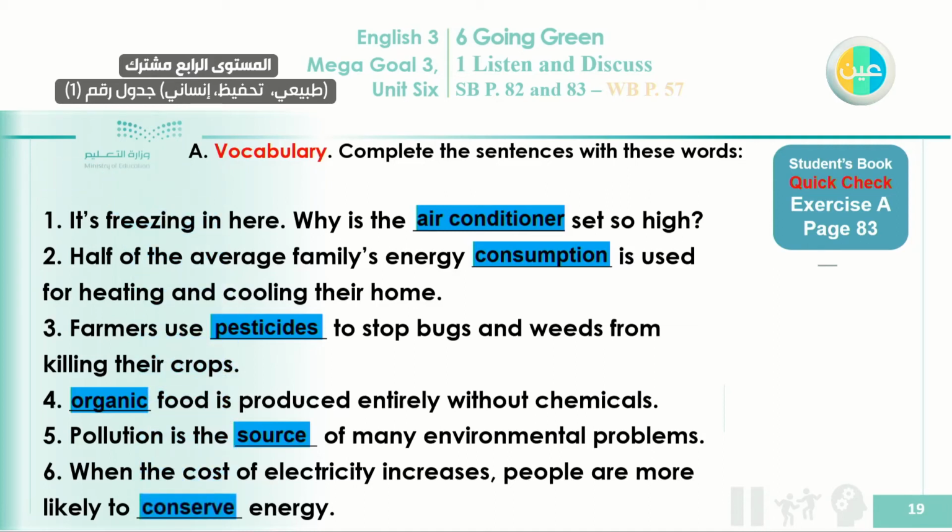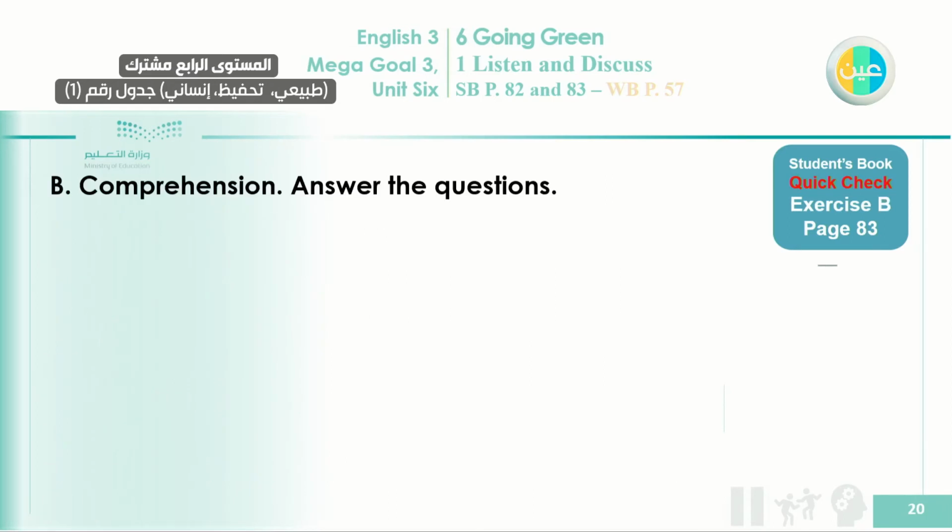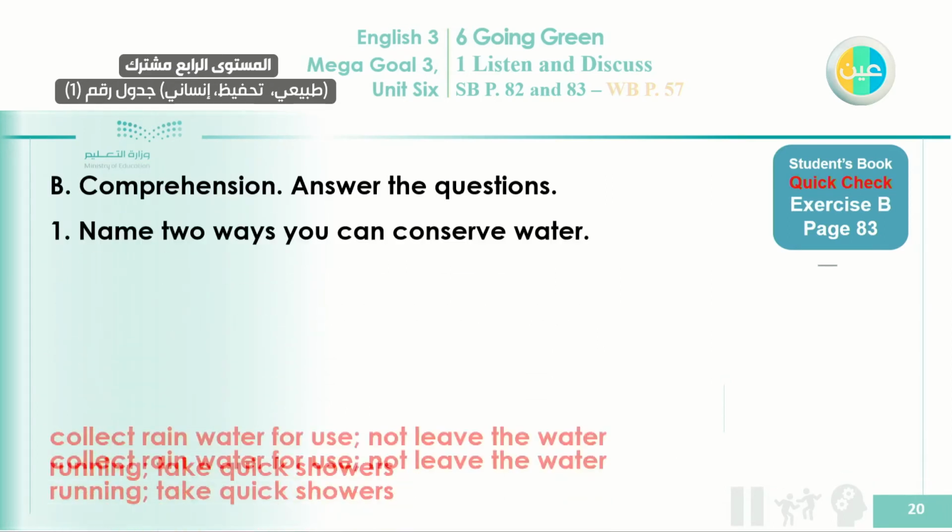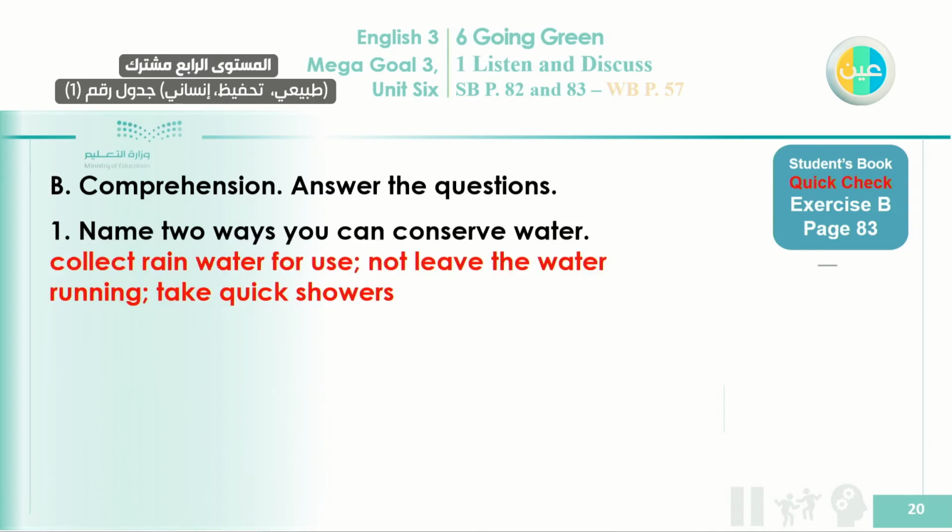So this is the first part of this exercise. Let's keep on. Of course, here we have comprehension questions, which is to answer the questions. Name 2 ways you can conserve water. So this is the first question. Of course, you can collect rainwater for use, not leave the water running, take quick showers. So this is very important. You have to think about this because the importance of water nowadays is something more people are interested in.